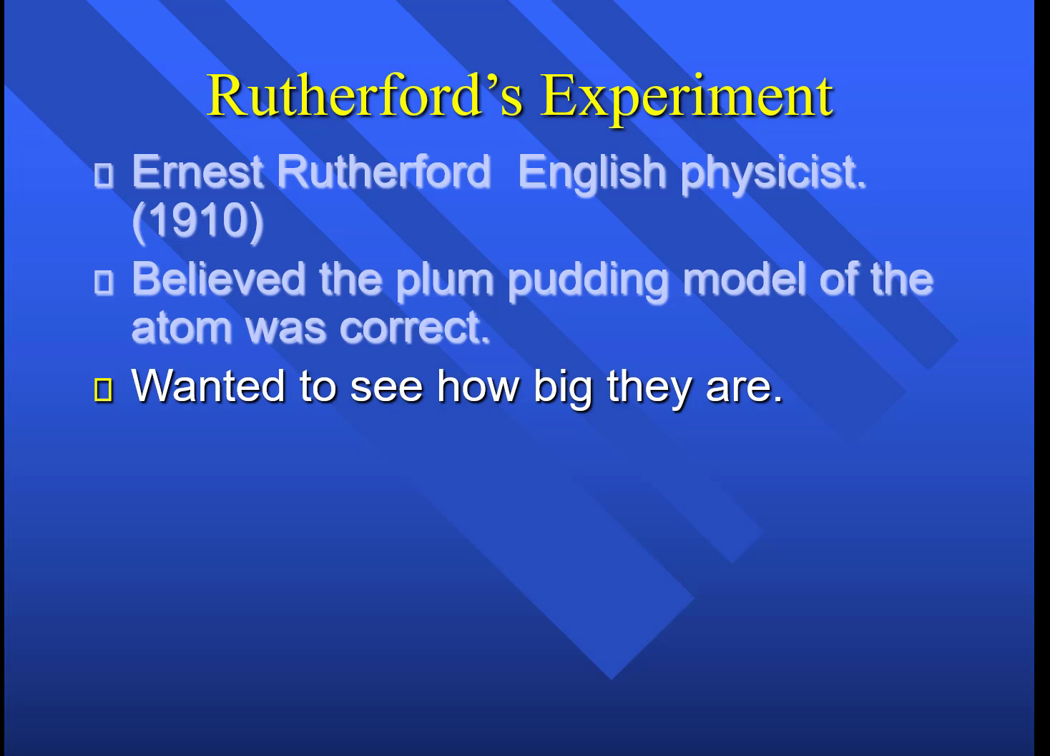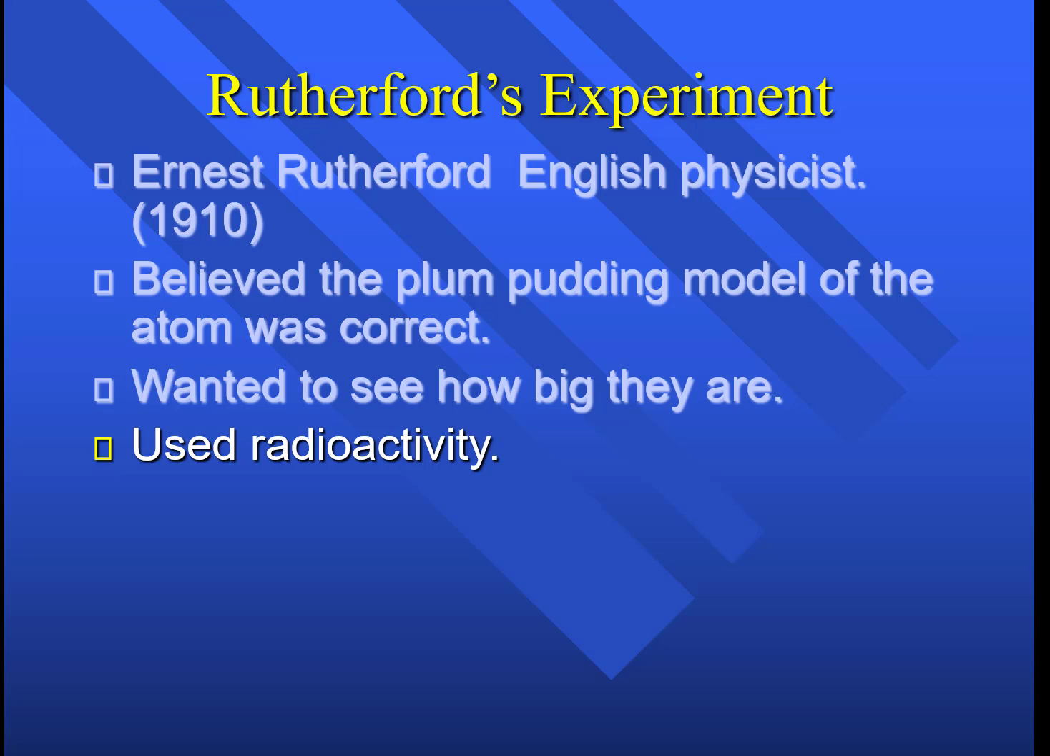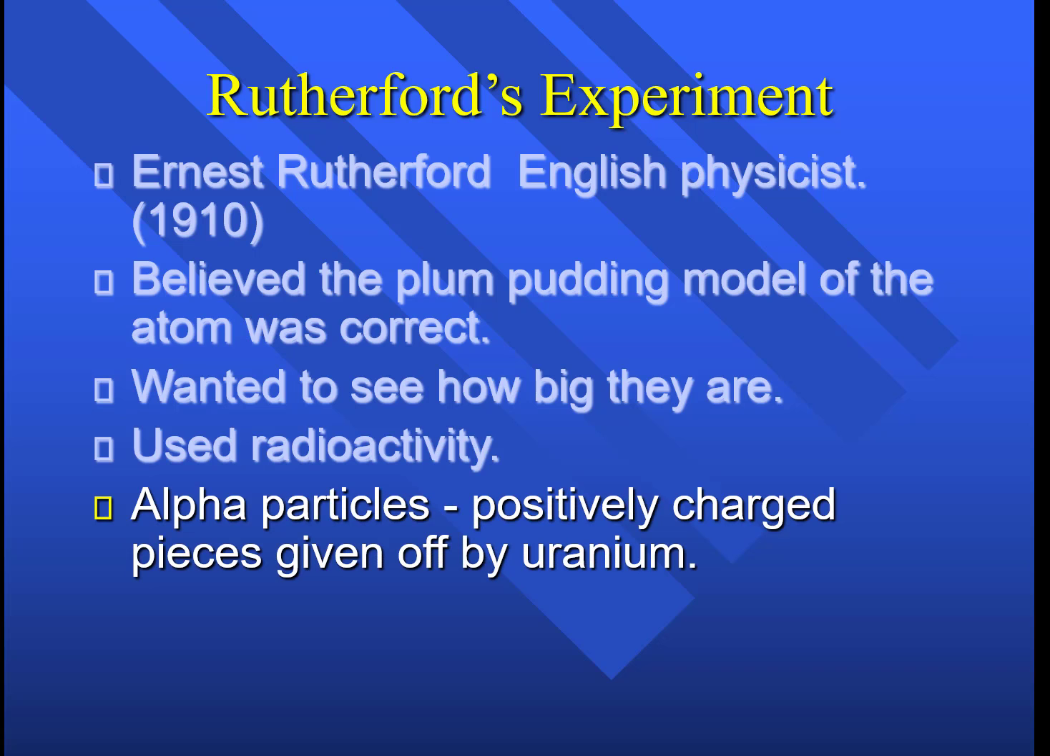And what he used was radioactivity. We'll talk more about radioactivity soon. Next thing we're going to talk about. But there's 3 kinds of radioactivity, and he used one called alpha particles. We'll learn later more about what alpha particles are. But for us, what we need to know about them is they're positively charged and that they're heavy.